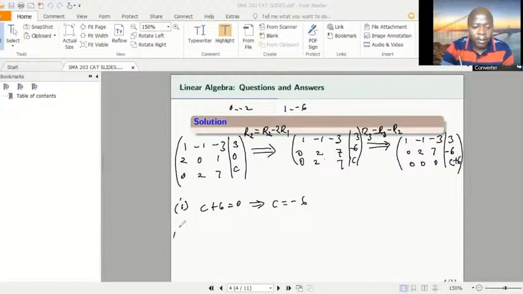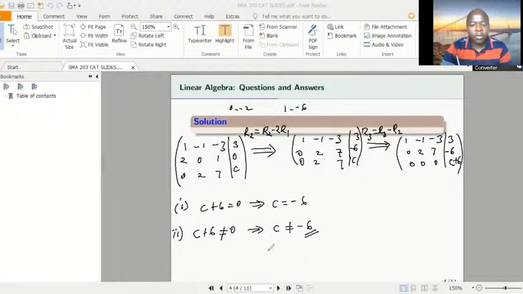Now, Roman 2 says, what should be C so that the system would have no solution? For this system to have no solution, this left side should remain 0, 0, 0, and the right side should be non-zero. So that means that for this system not to have a solution, C should not be equal to negative 6. So if C is not equal to negative 6, then this system would have no solution.